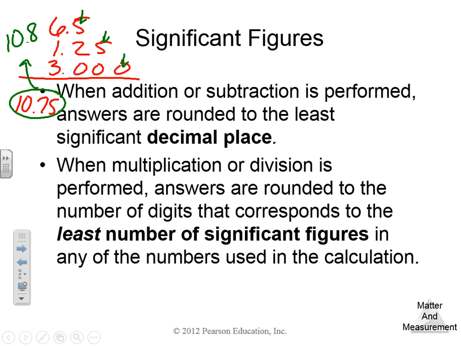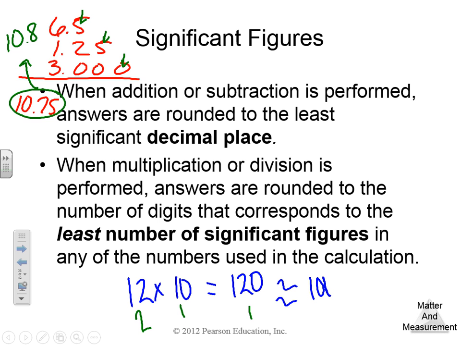When you multiply and divide, all you're going to do is take the least amount of significant figures in one particular calculation. So if I had 12 times 10, we know 12 times 10 is 120. However, 12 has 2 significant figures, 10 has 1 significant figure, which means my answer needs to be in 1 significant figure. And 120 in 1 significant figure is going to be 100.